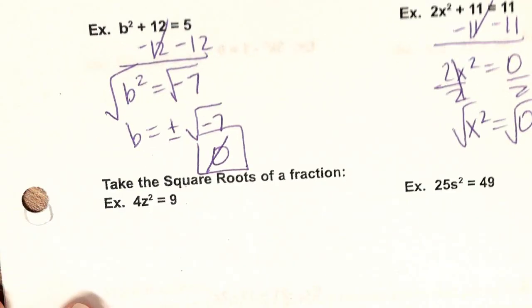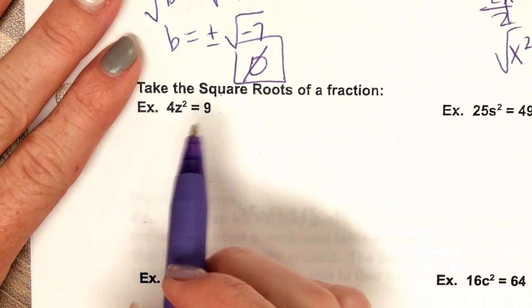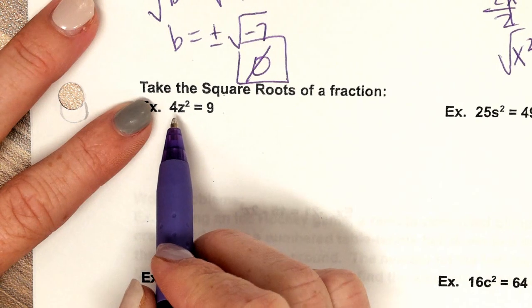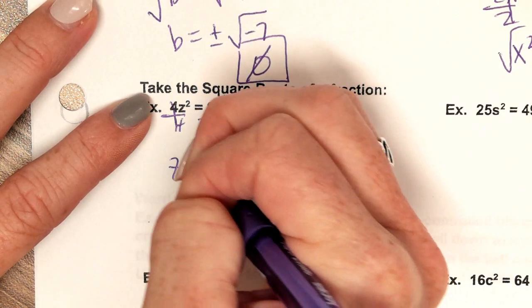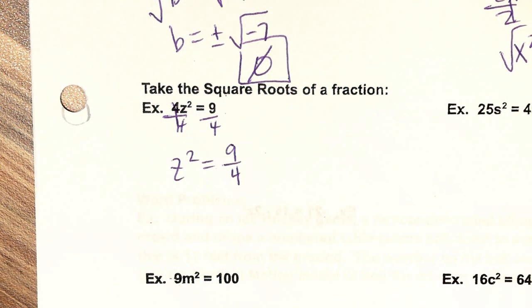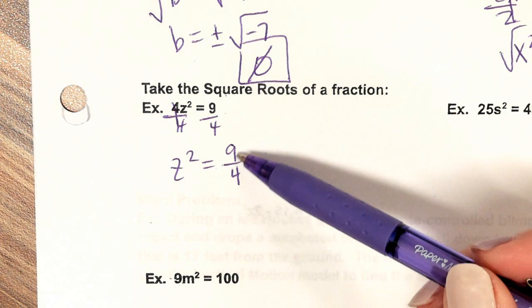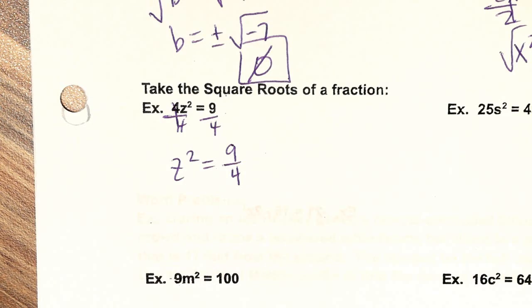All right, now we're going to talk about what if it's a fraction. You can square root fractions, okay? So how would I isolate this z? Divide by 4. So I have z squared is equal to 9/4. Now don't turn that into a decimal. Think about this. Are 9 and 4 both perfect squares? Like, can you square root 9 and get a perfect number? 3. Can you square root 4 and get a perfect number? 2. So just leave them like that, okay? Like, don't go turn it into a decimal.